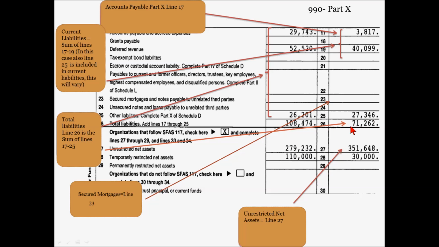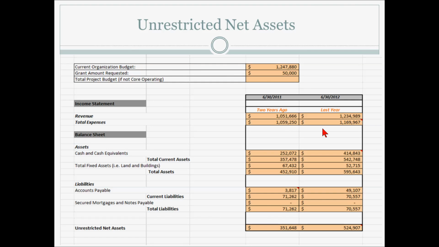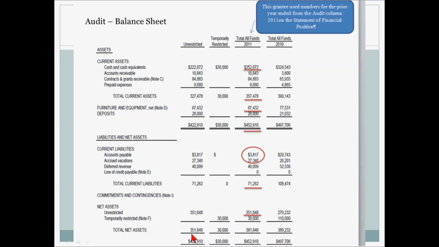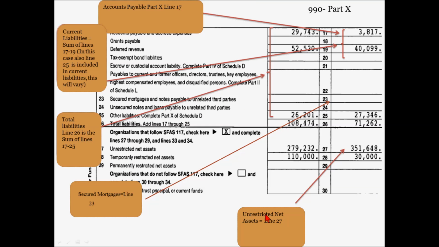Unrestricted net assets. The last line on the form, unrestricted net assets. These are assets that have no external restrictions regarding their use or function. Unrestricted net assets are listed on the 990 or audit. If you are unsure of this number, please speak with your accountant or bookkeeper. On the audit, under net assets, you can see an unrestricted line. These would be your unrestricted net assets. On the 990, in Part 10, on line 27, this line is your unrestricted net assets.